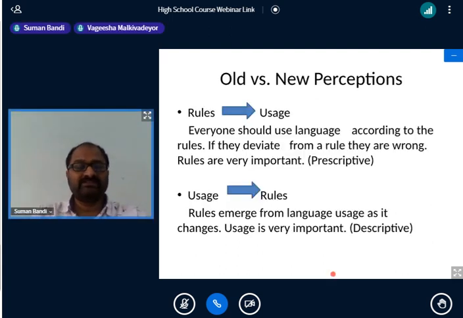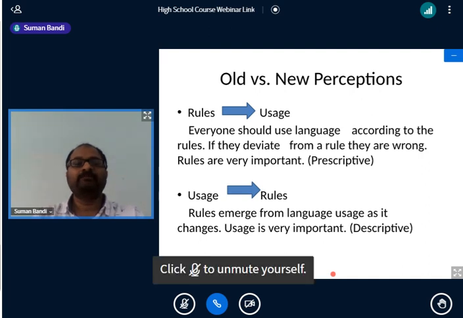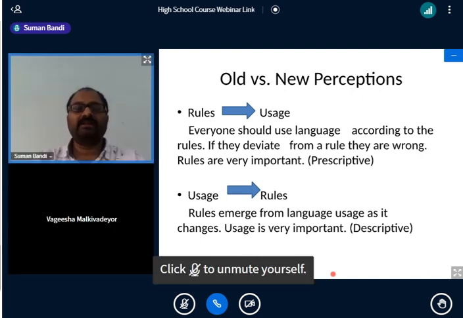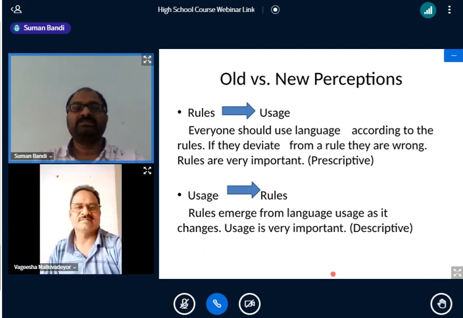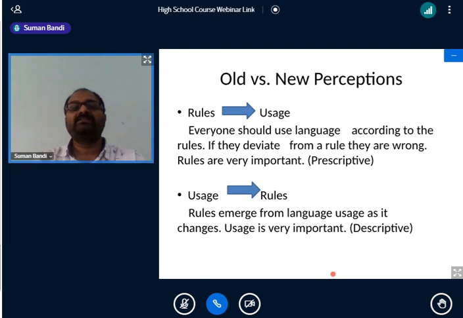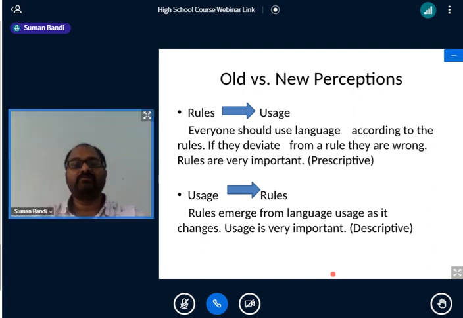So we have seen the change in perceptions related to grammar. Conventionally, in the old methodology, or for many years, grammar was looked at from this equation point of view. Rules were important, usage was next. Usage depended on rules. So everybody should use according to the rules. If somebody deviated, they are wrong. So rules are very important.